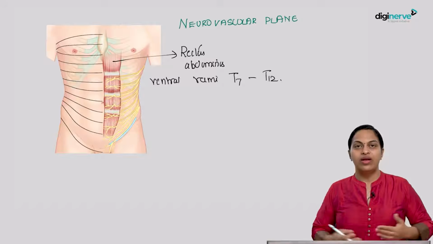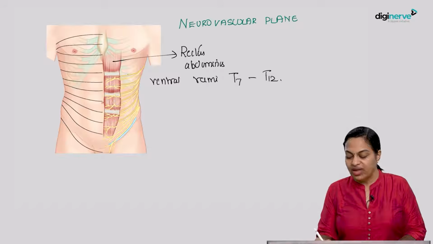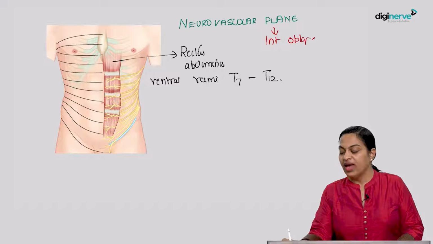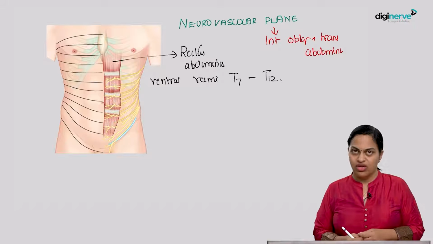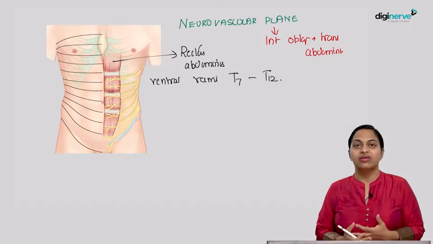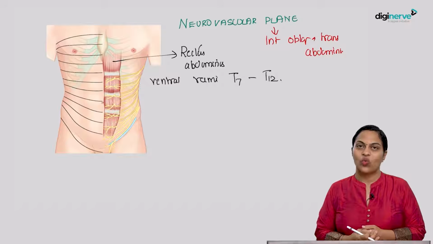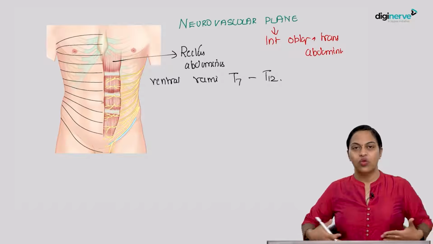Fine. So the ventral rami of T7 to T12 run in the neurovascular plane, that is between the internal oblique and the transverse abdominis muscle. On reaching the rectus sheath, these nerves pierce the internal oblique, enter the rectus sheath, and supply the rectus abdominis muscle also. And the overlying skin, the dermatomes there.